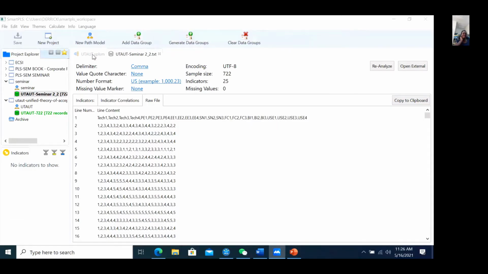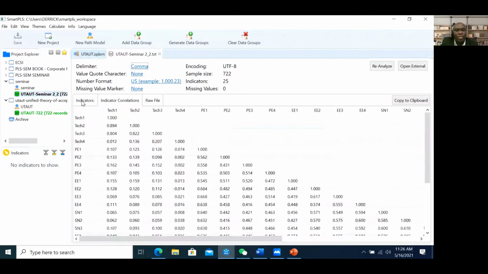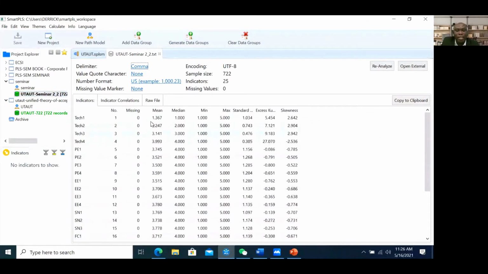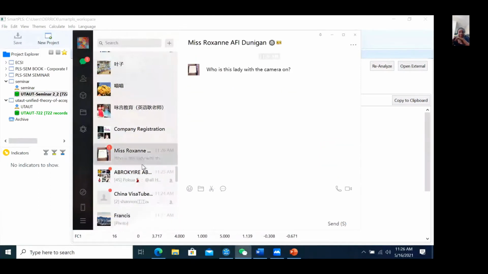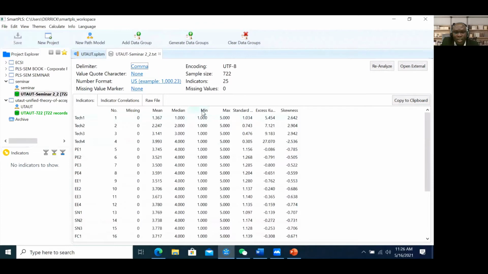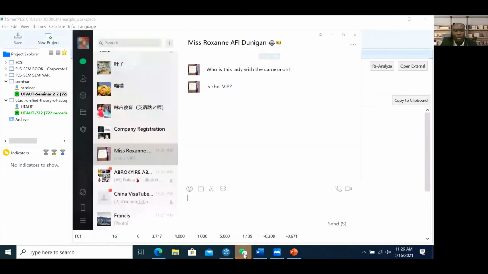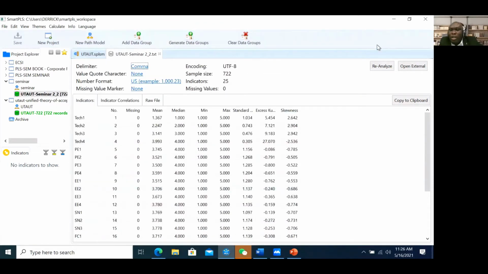Yeah, so where we were earlier was to create the model, the path model, okay? Good. So as I was saying earlier, this is how the data looks. This is your data correlations and then the indicators, all right? You have the various indicators, and then the mean, max, and all those things. Okay, good.